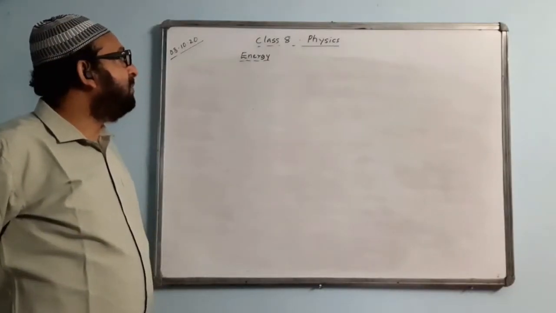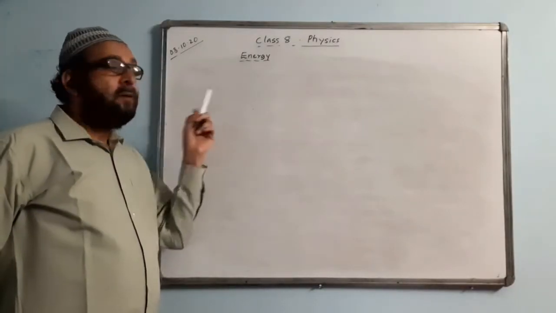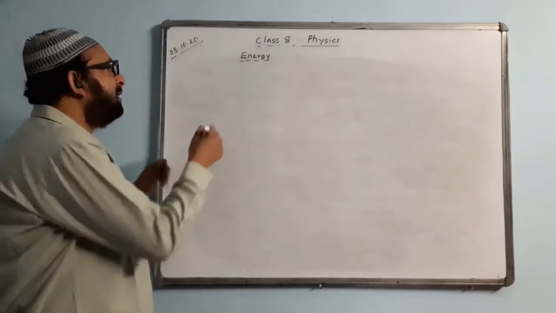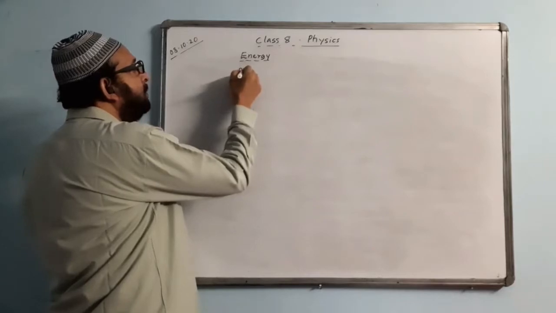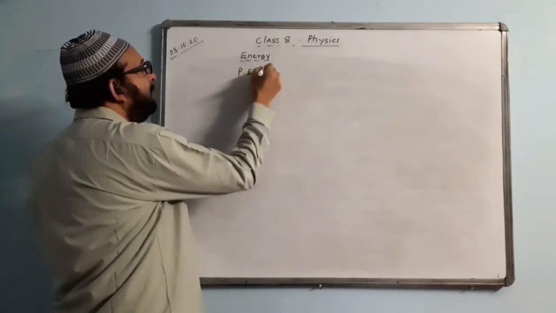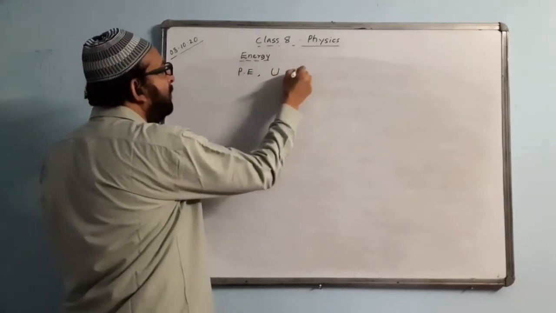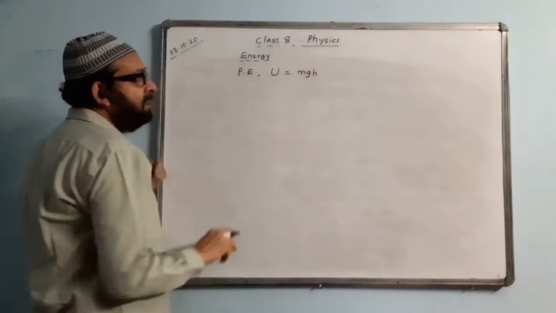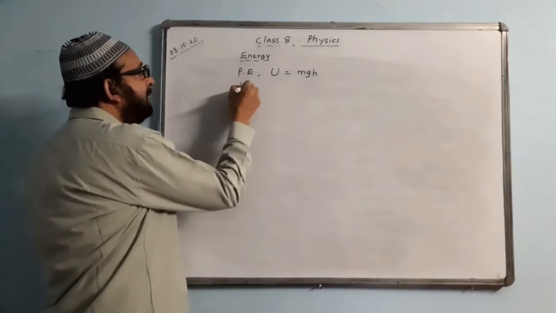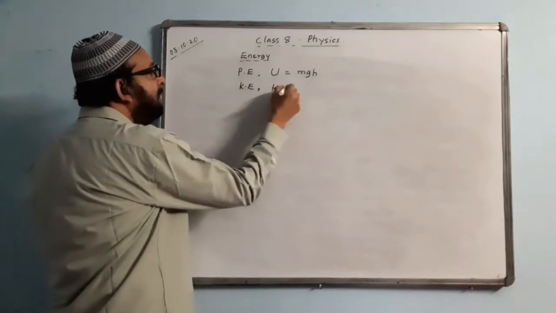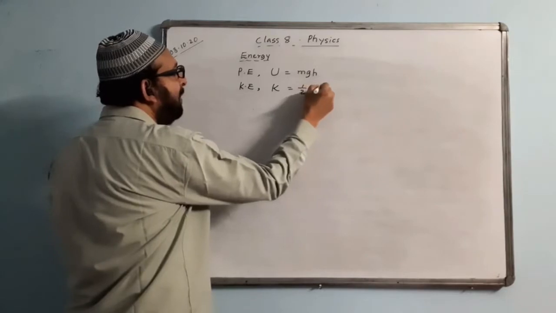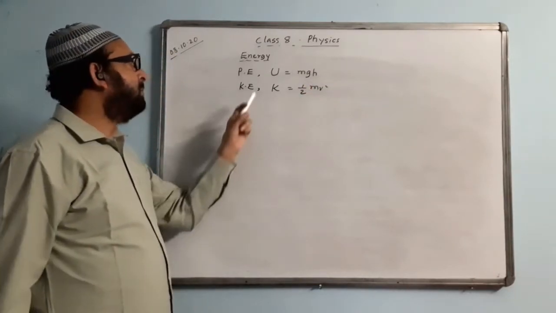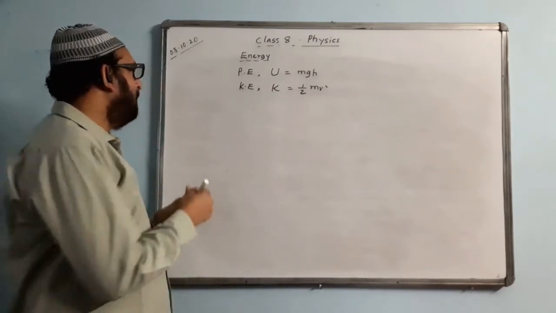Today we will be doing problems on kinetic energy and potential energy. Yesterday I gave you the formula of potential energy. Potential energy, in short, we can write PE, denoted by U, and the formula was mgh. When there is height, there will be potential energy. And kinetic energy, denoted by K, and the formula which I gave was half mv square. So we will be doing some numerical problems based on these two formulas.